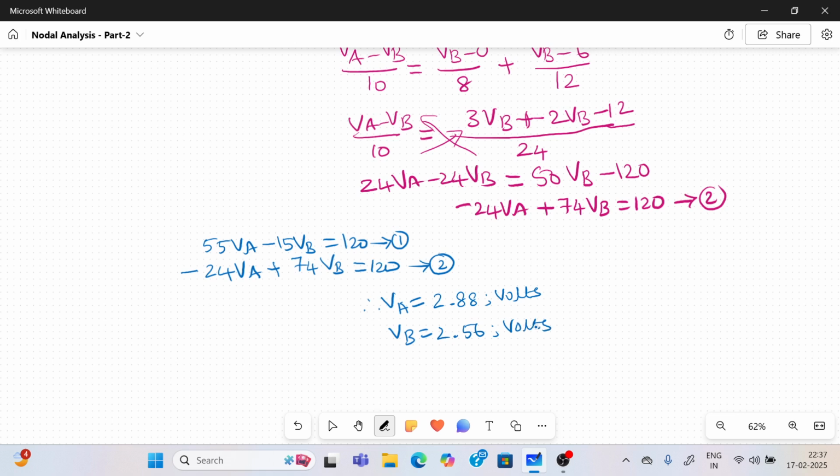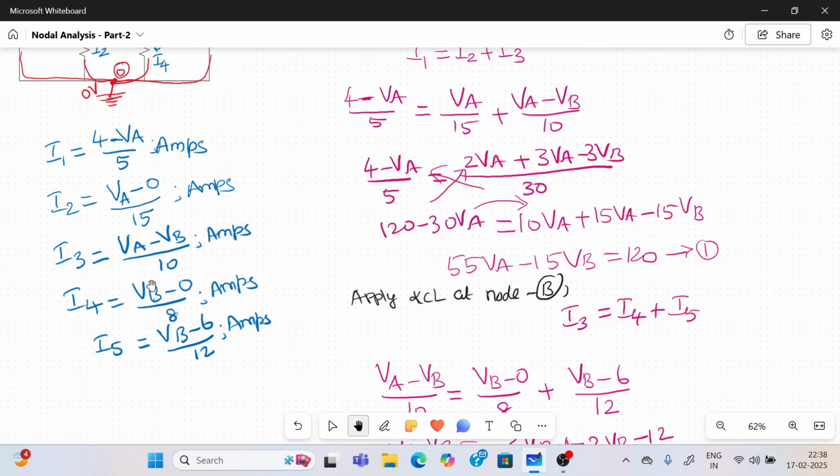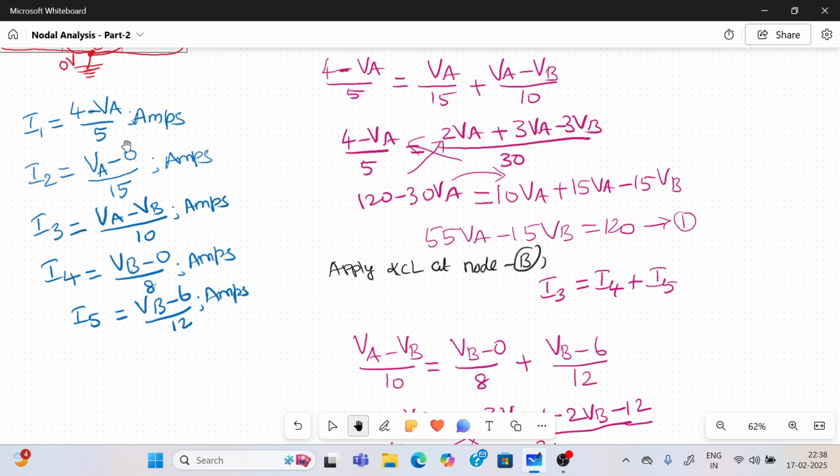volts. So if the question asks for nodal analysis, then the first step is to identify the number of nodes and find out the node voltages. That is the nodal analysis. Then after finding this VA and VB, whatever the question asks, current flowing or voltage across, you have to go as per the voltage values. Now we can go for finding the various currents. So already we assumed the various currents I1, I2, I3, I4, I5. We have to substitute the calculated VA and VB values here, and we'll get all those.